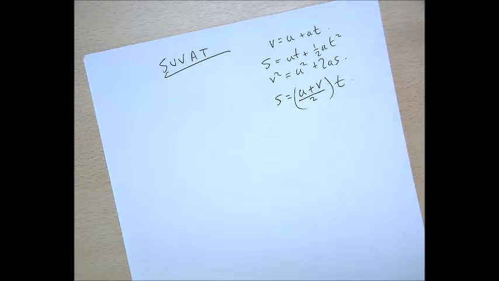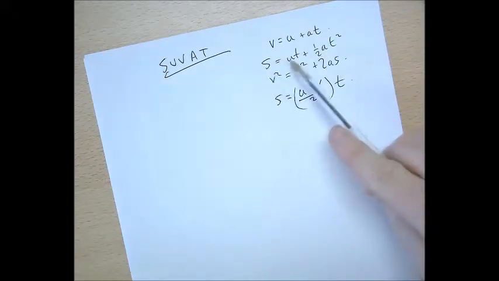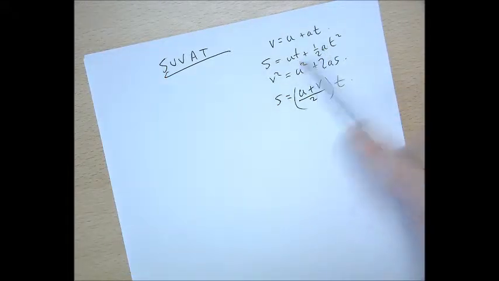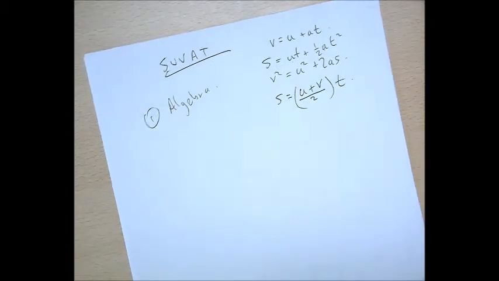The worst possible one is if maybe I give you S, U, and A, and I ask you to find T, because that's a quadratic, but that's no big deal. You've got 3 ways to solve a quadratic. You've got the formula, you've got factorization, and you've got completing the square. So that's the first thing, it basically comes down to your algebra skills, in particular your equation solving.